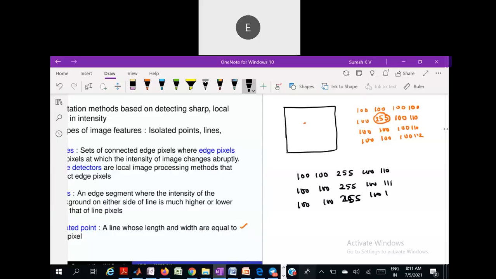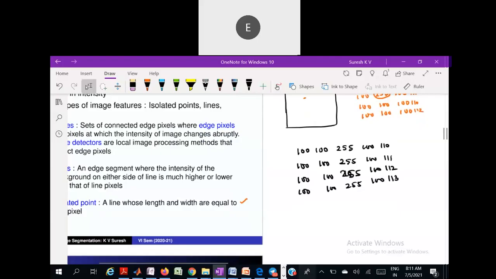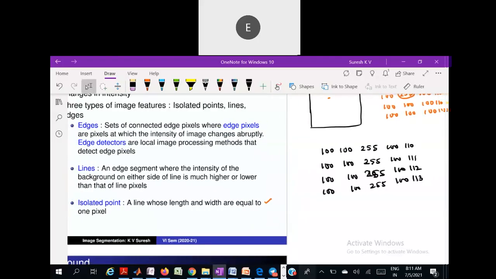This is a typical example I am taking just to explain what we mean by a line. You may not have exactly this type of situation, but anyway. So carefully observe here. What you notice here is, there is a pixel variation from 100 to 255. There is a pixel variation from 255 to 100.